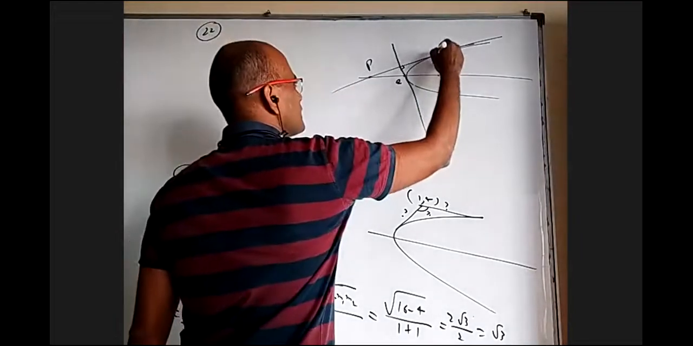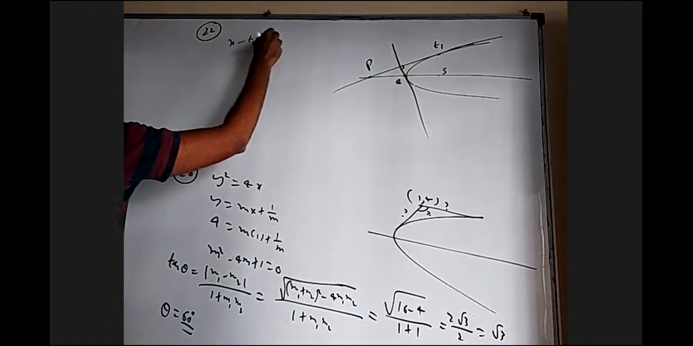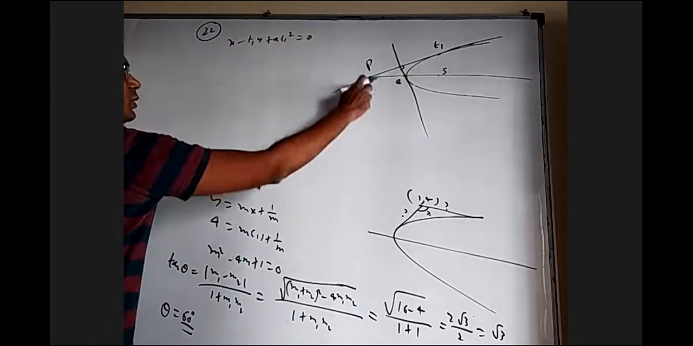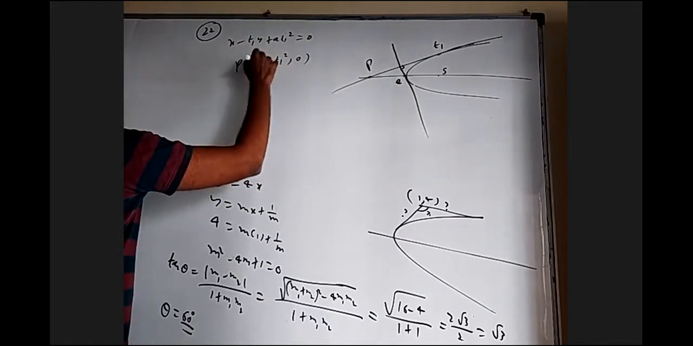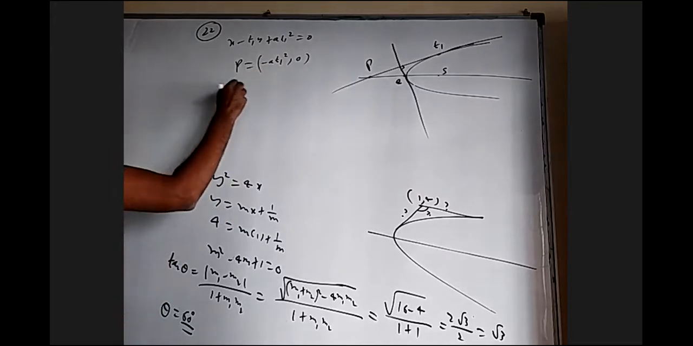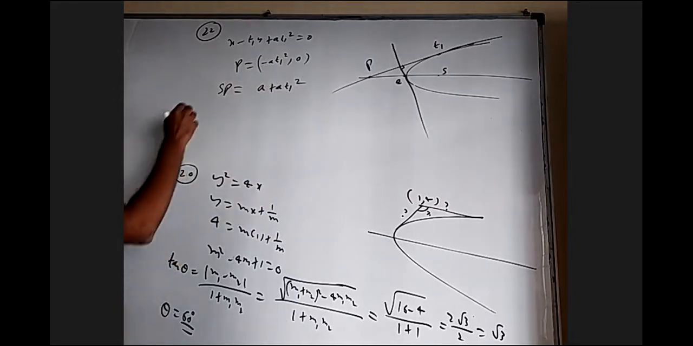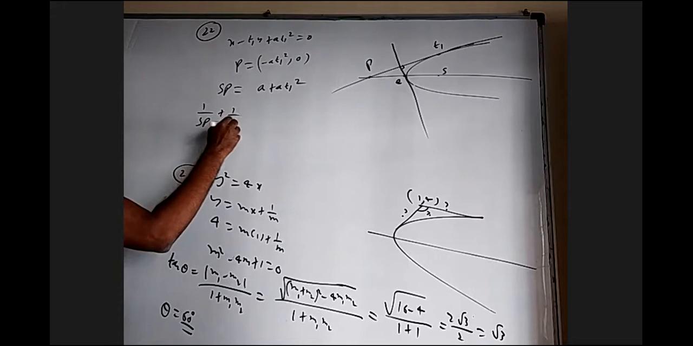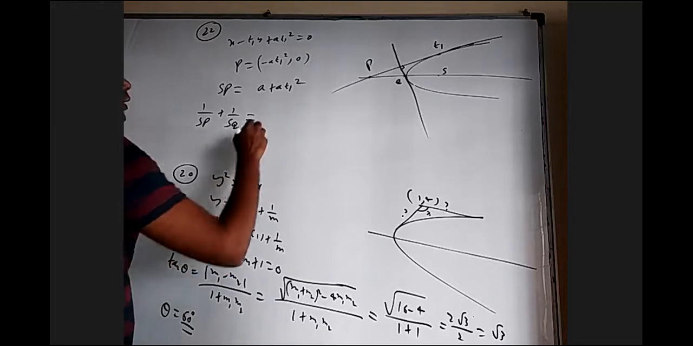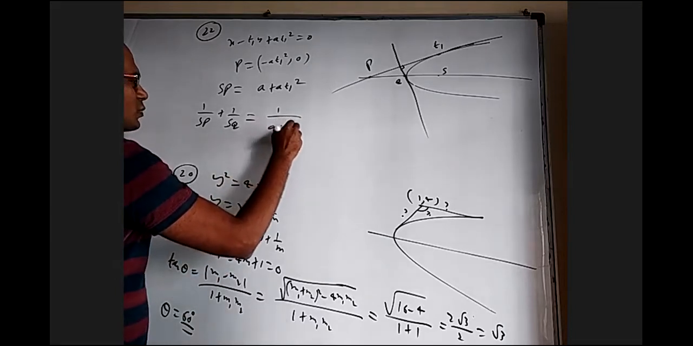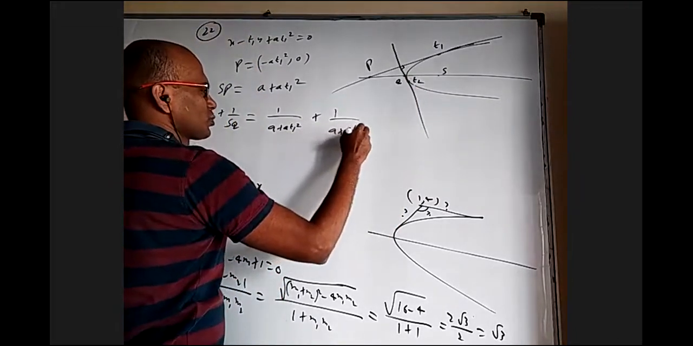Okay, first of all, if I take this tangent at T1, for example, the equation of the tangent is x minus T1y plus AT1 square equal to 0. Point P is the x-intercept, when you put y equal to 0: minus AT1 square comma 0. And the SP length is A plus AT1 square. Okay, so 1 by SP plus 1 by SQ is 1 by A plus AT1 square, plus, taking this as T2, 1 by A plus AT2 square.